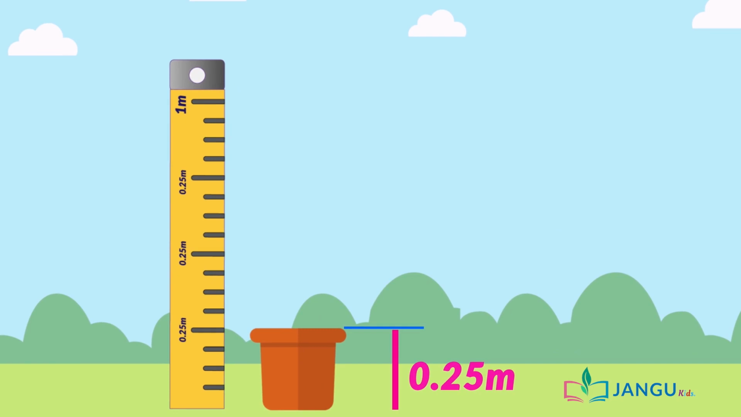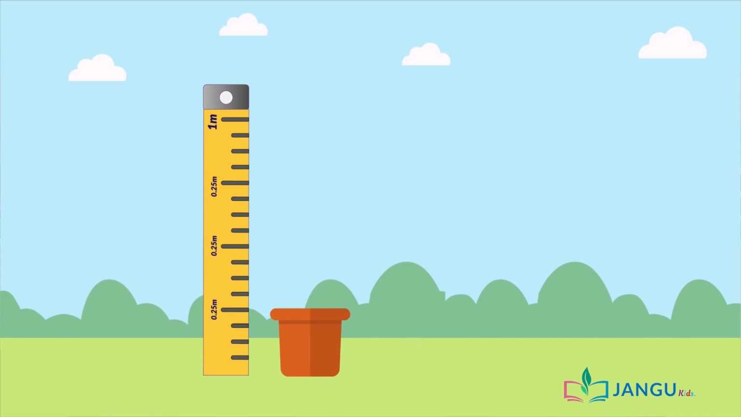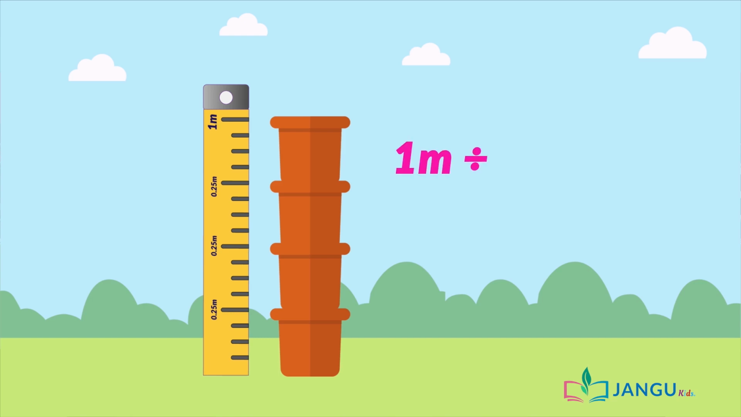How many vases will we need to stack to reach the height of the meter rule? That's right, 4. Since the meter rule is 1 meter long and the vase is 0.25 meters long, we simply divide 1 meter by 0.25 meters, and that gives us 4. Let's look at our final example.